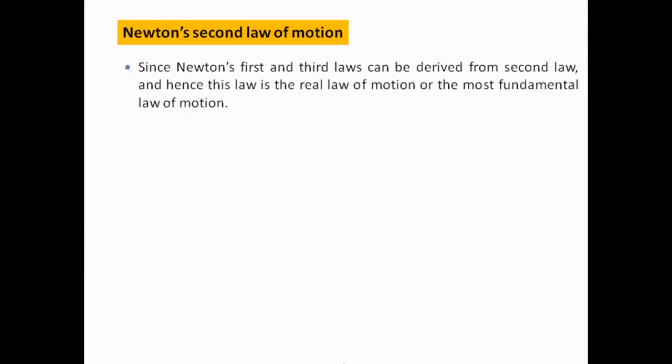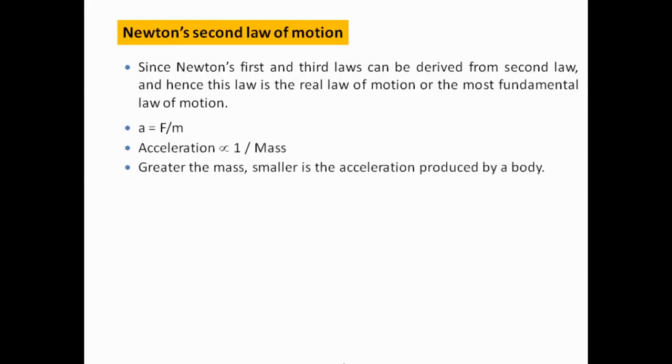Since Newton's first law and third law can be derived from the second law, this law is the real law of motion, or the most fundamental law of motion. Since F equals ma, a equals F by m, or acceleration is inversely proportional to mass. It means the greater the mass, the smaller is the acceleration produced in a body.